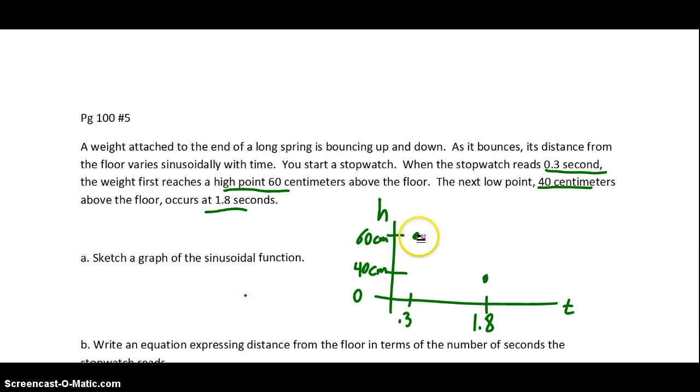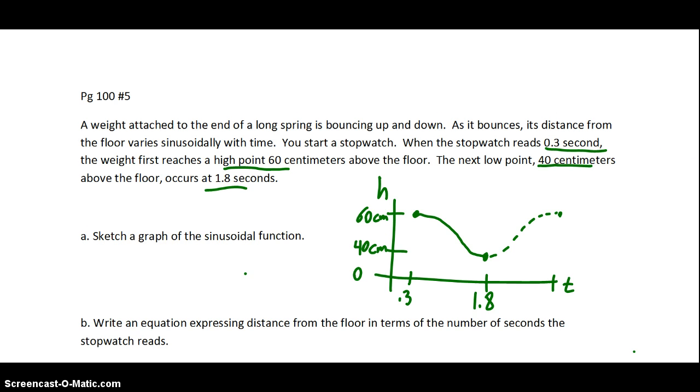And so you can imagine what's happening with our graph. It starts plummeting pretty fast and then slows down as it gets to 40. Looks like half of a cosine graph, right? You could almost imagine the other half being over here, just alternating between 60 centimeters and 40 centimeters. Not a big deal. So there's our sketch of our graph.